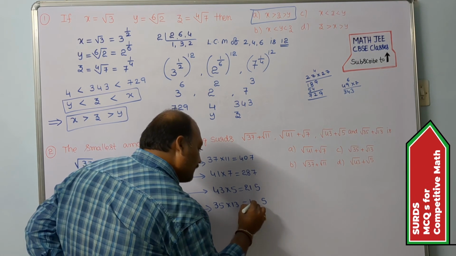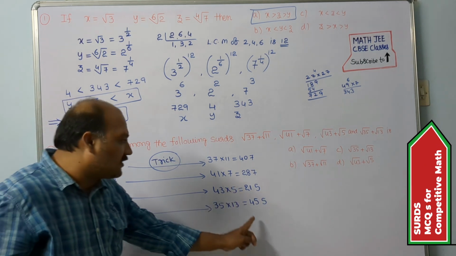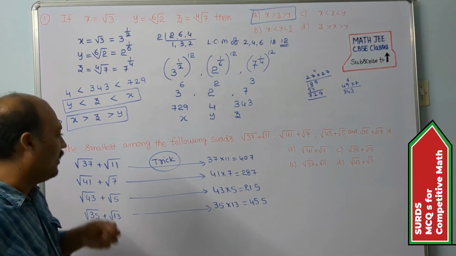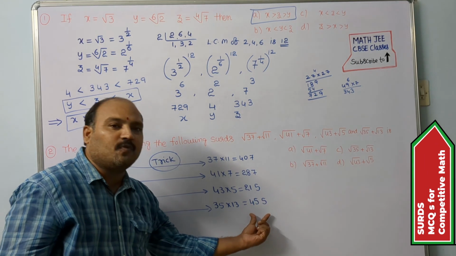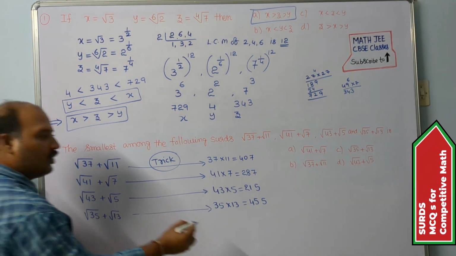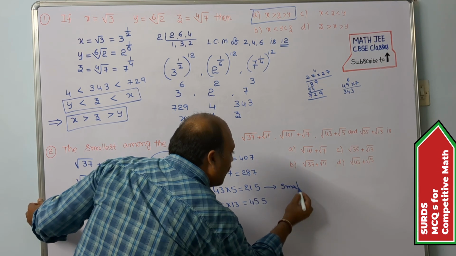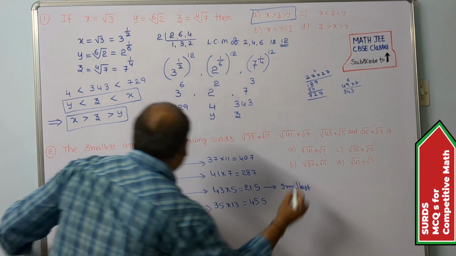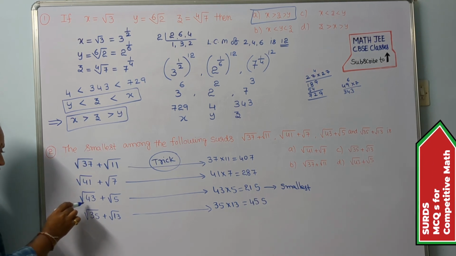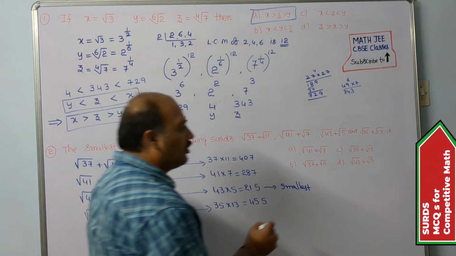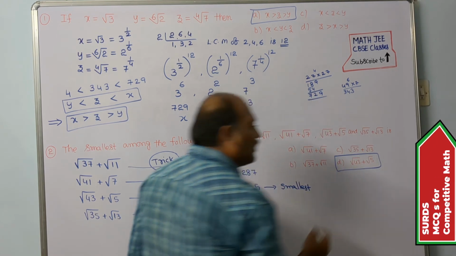39 plus 6 is 45. Among these, which one is small? 407, 287, 250, 455. Among these values, this one is representing the smallest. So, what is the smallest surd among these? Root 43 plus root 5. Among the options, root 43 plus root 5 is the smallest one.